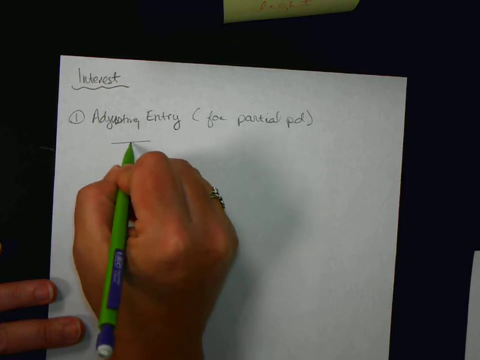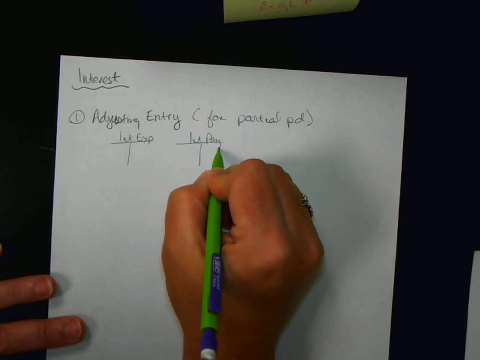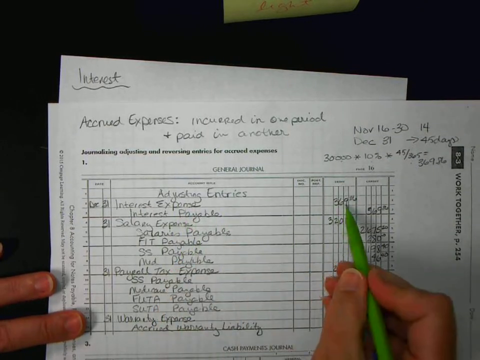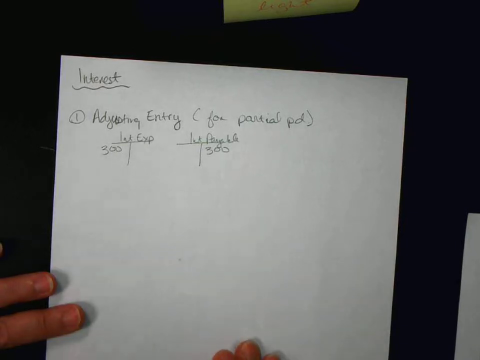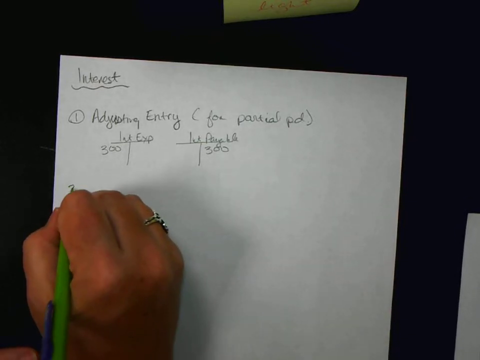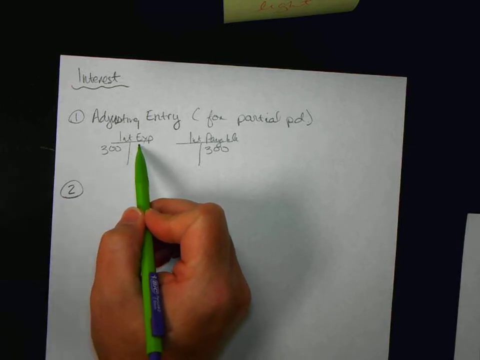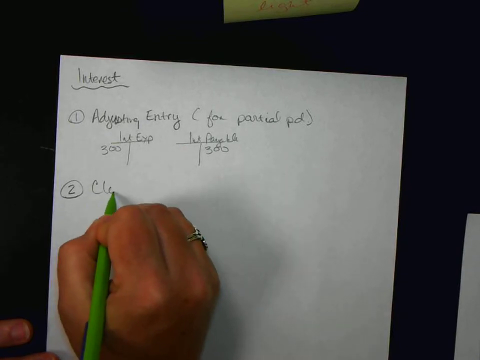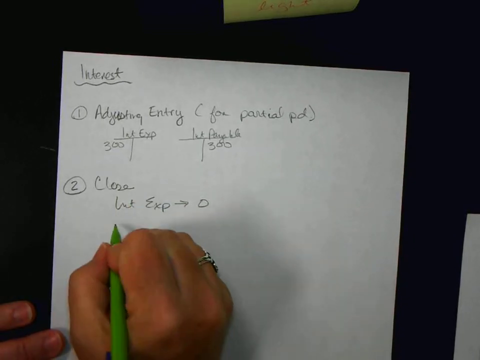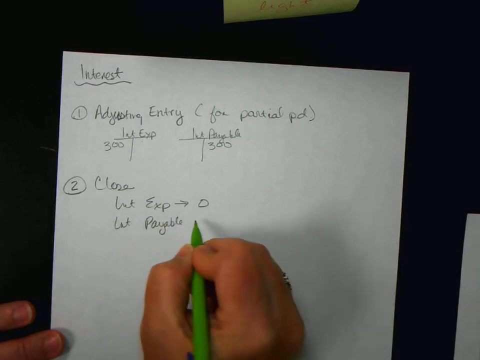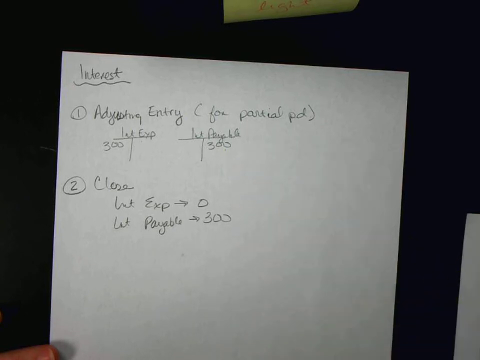So when we did this, I'm going to try to use some T's. We have interest expense and interest payable. Those are the two accounts that we use here. We debited interest expense and we credited interest payable, and I'm just going to use a round number of 300. Now after adjusting entries, we do closing entries. Expense is an account that gets closed, right? So when we close, interest expense goes to 0. Interest payable, nothing happens to it, so it's still at 300. We still have a $300 credit.